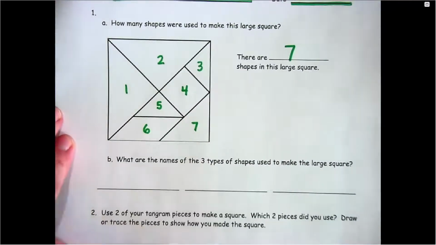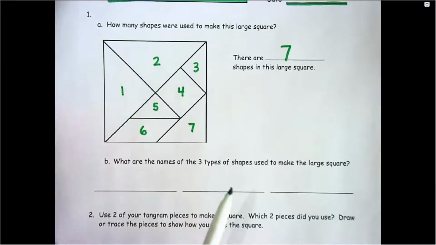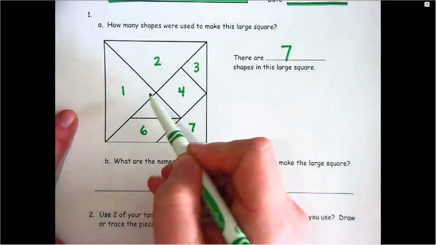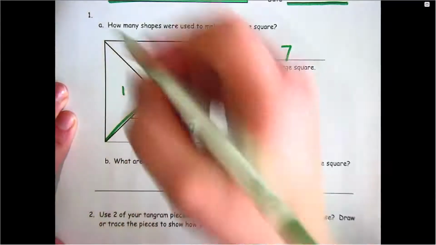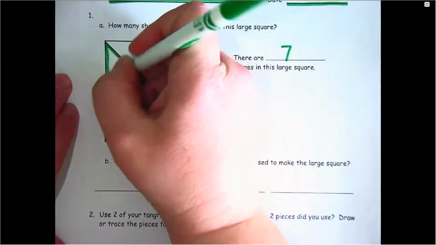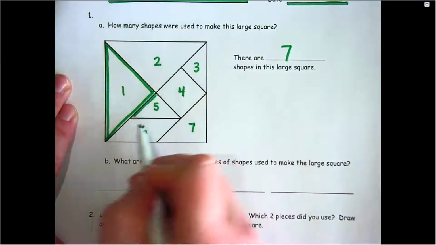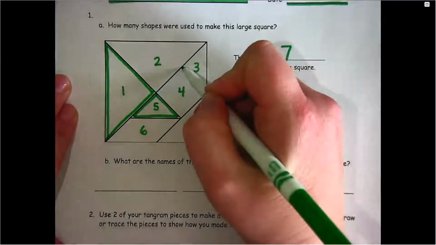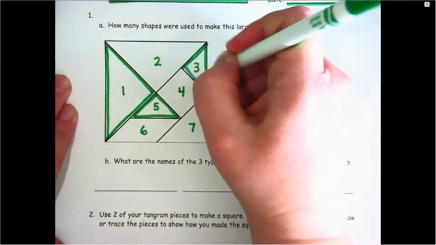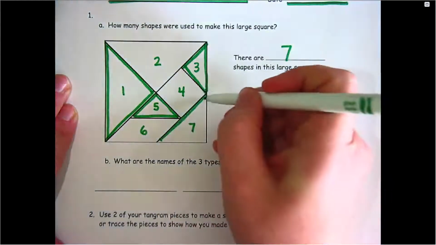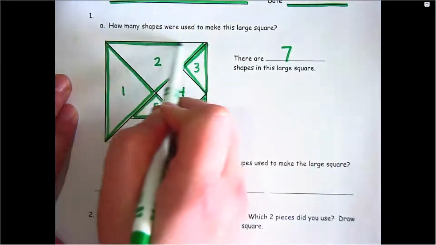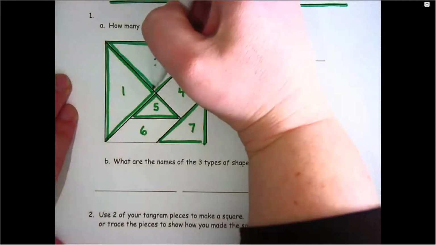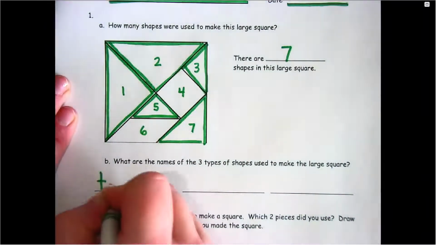B. What are the names of the 3 types of shapes used to make this large square? What is a shape with 3 sides called? Do you remember? There are several of them. I see one here. This shape has 3 sides. This shape has 3 sides. This shape has 3 sides. What are these shapes called? Shapes with 3 sides and 3 corners. Do you know? Yes, they're called triangles. So write the word triangle.